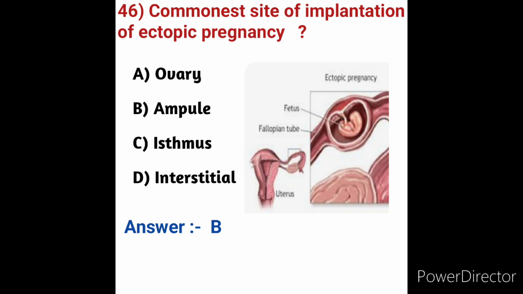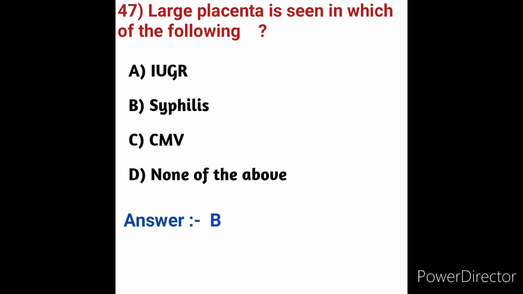Here we can see the ectopic pregnancy is present in the tube. You can see here the fetus in the fallopian tube, ectopic pregnancy. Next, move on to question number 47. Large placenta is seen in which of the following cases? Option A, IUGR. Option B, syphilis. Option C, CMV. And option D, none of the above.